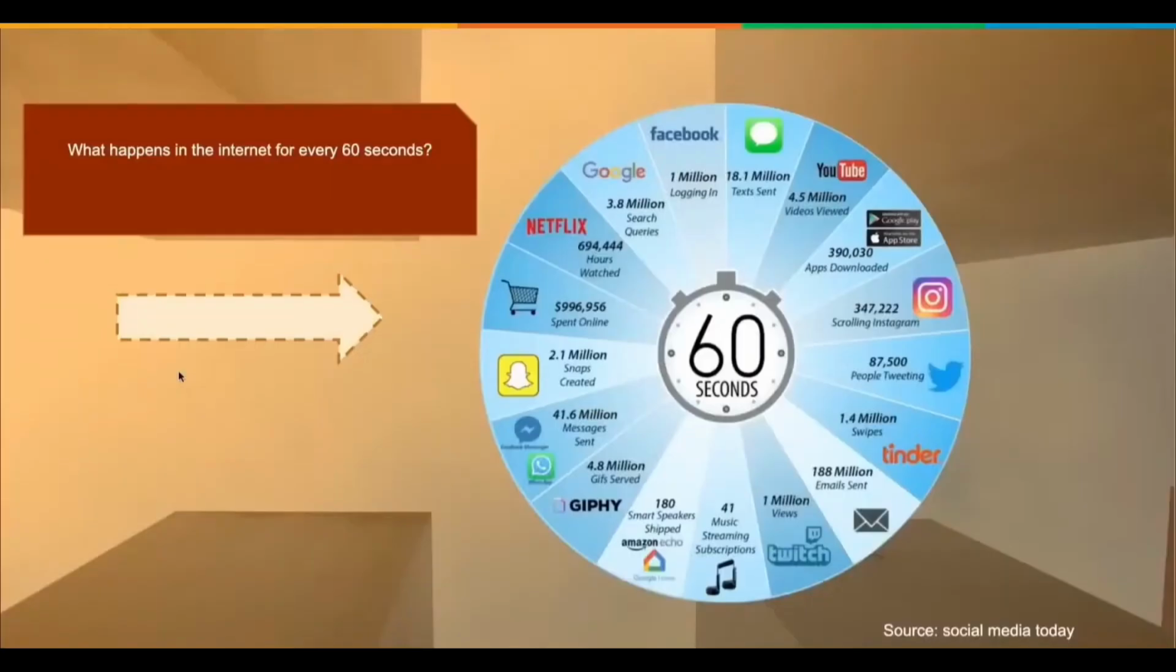So what happens on the internet every 60 seconds? A lot happens every 60 seconds. According to social media today, there are a lot of snaps, clicks, text, videos watched, pictures being taken, voice-activated activity, tweets, emails, and swipes. There's a lot going on here in 60 seconds. There's a lot of activity on the internet, a lot.